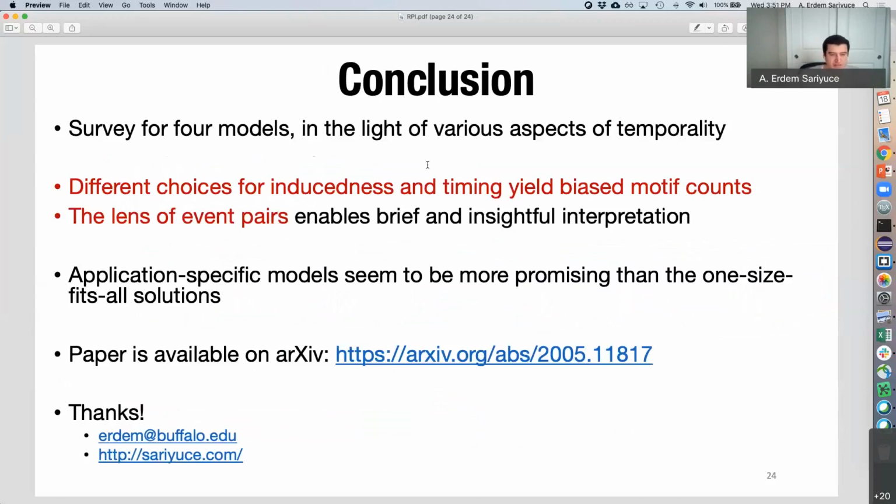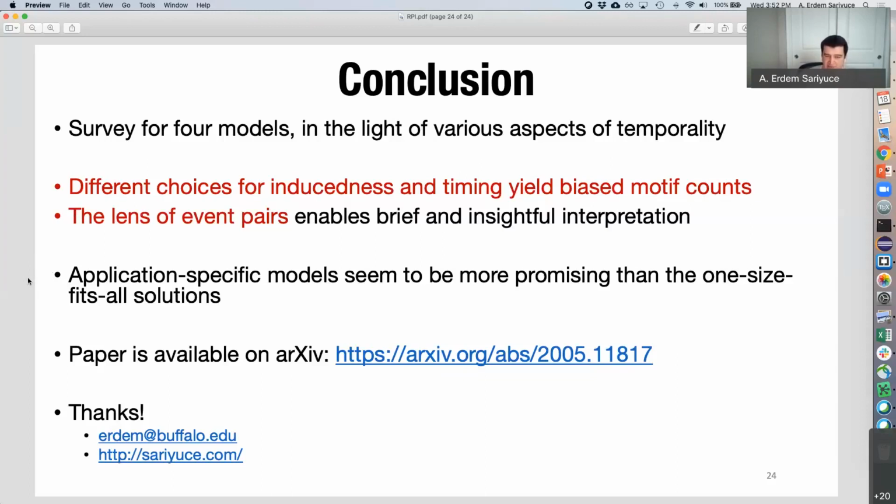So in conclusion, we had this survey for 4 models, and we are barely scratching the surface here, trying to classify things, bring some kind of taxonomy to the considerations they have with respect to the various aspects of temporality. The main observation we had is that inducedness and timing constraints can yield biased motif counts and further can impose a bias in terms of what kind of motifs you find when you think about those intermediate events in the motif time span. And also this length of event pairs is something useful to make sense of the things.